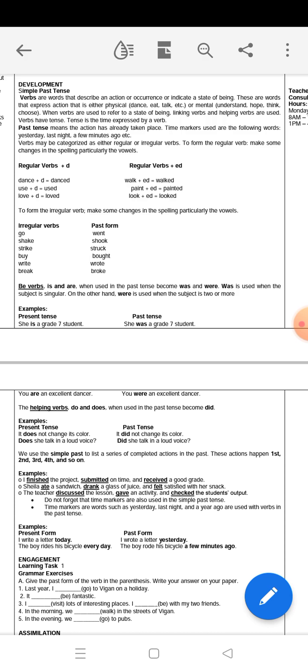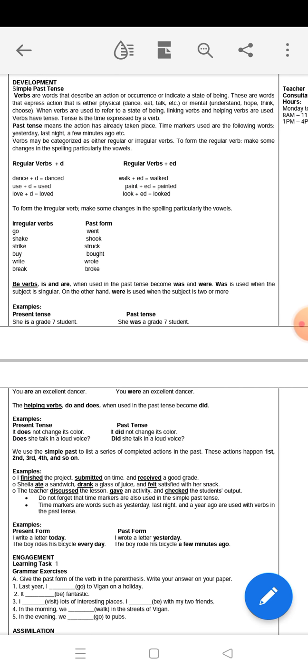Simple past tense. So again, we will be discussing tenses and verbs, and also regular and irregular verbs, helping verbs, and the like. Verbs are words that describe an action or occurrence or indicate a state of being. Previously, your teacher already discussed with you about verbs which show action. There is an act, right? For example, dance, eat, talk. When you say mental, understand, hope, think, choose. And when verbs are used to refer to a state of being, linking verbs and helping verbs are used. Okay.